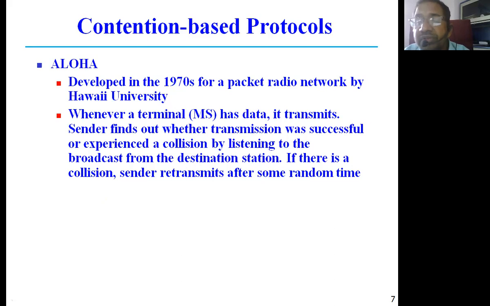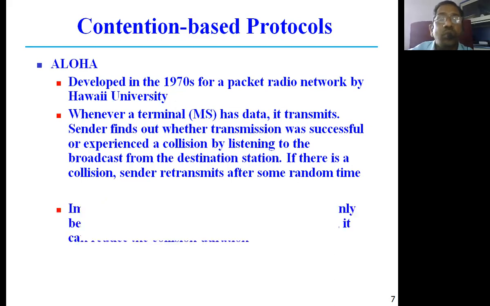Now what happens if the sender doesn't receive any acknowledgement signal? If a collision takes place, the receiver doesn't receive that packet, and the sender won't hear the broadcast signal from the receiver. Then the sender waits for a predefined amount of time. After that, he treats it as a collision that took place in between, and once again he retransmits the data after some random time period. This is what basically happens in contention based protocols.